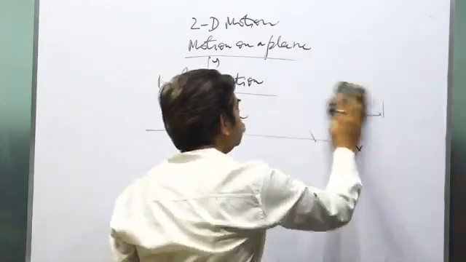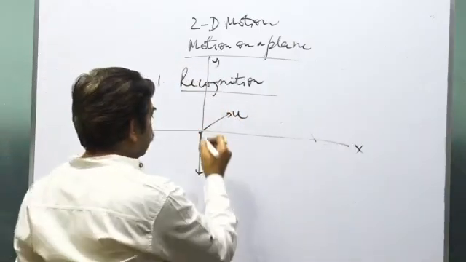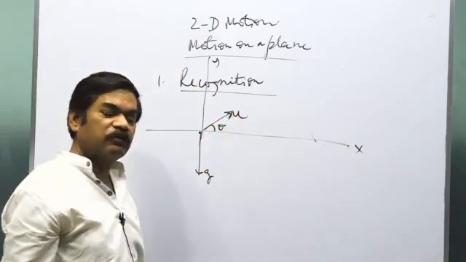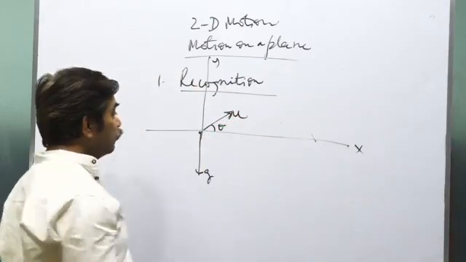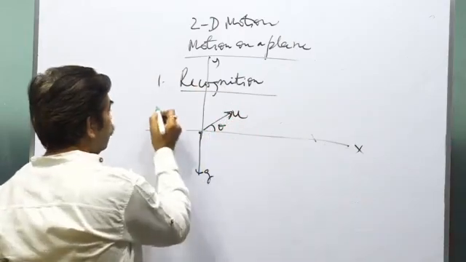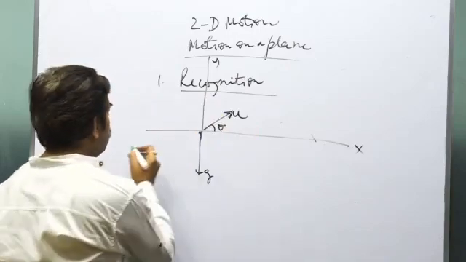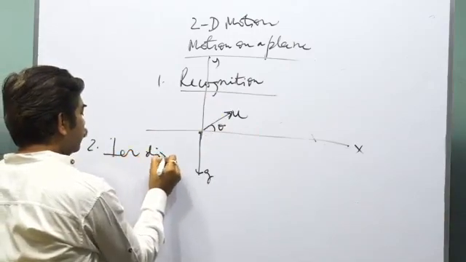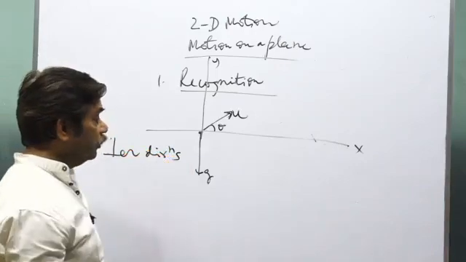Now look at this. We consider two perpendicular directions. The initial velocity was at an angle theta from the ground. That will be given in the question. Now what is the next thing? After you have considered the two mutually perpendicular directions, the next step is what? So first recognition, then perpendicular directions, and after that, third is what?